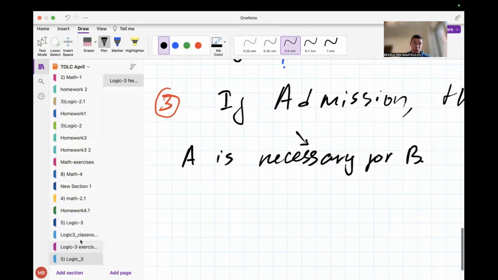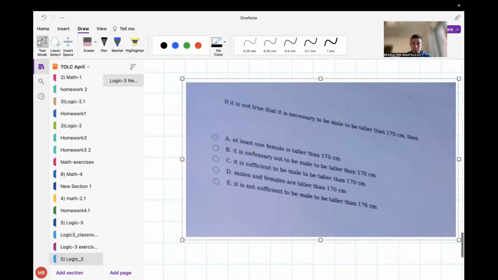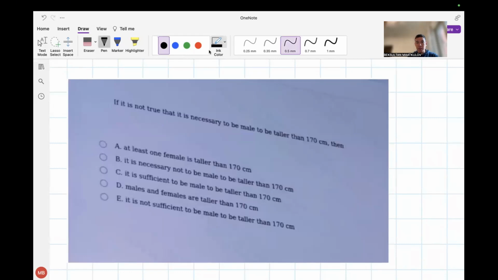Before going to sufficient conditions, I'd like to give you a couple of problems to solve. So basically you have a statement, right? And it begins with, it is not true. It is not true is the same as it is false. And anytime you see it is false, it means that you have to negate the statement. So basically your statement is this one. It is necessary to be a male to be taller than 170 centimeters. This is your statement. And you have to negate it, right? You have to negate your statement.